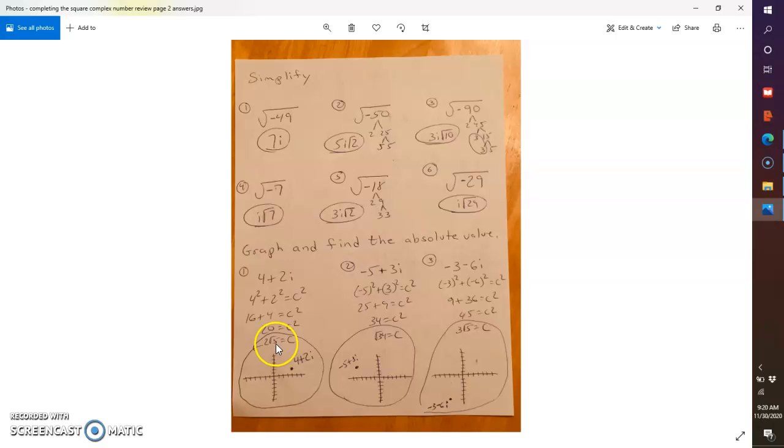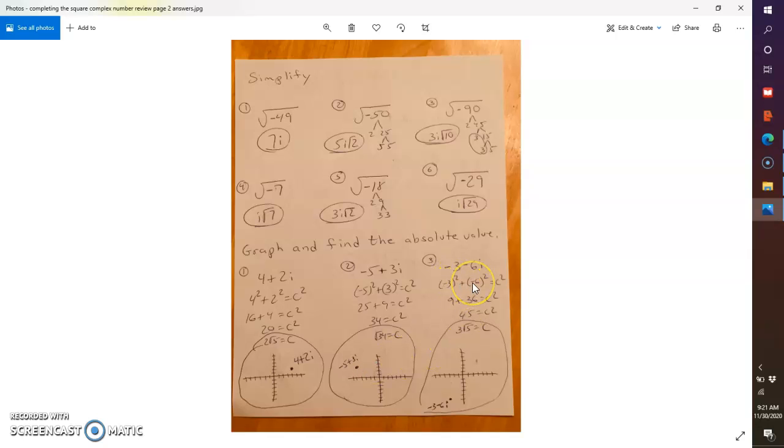The answer is 2 root 5. Negative 5 squared plus 3 squared is 25 plus 9, and my answer is root 34. And when I graph it, negative 5, I go left 5, up 3. And that's our negative 5 plus 3i.